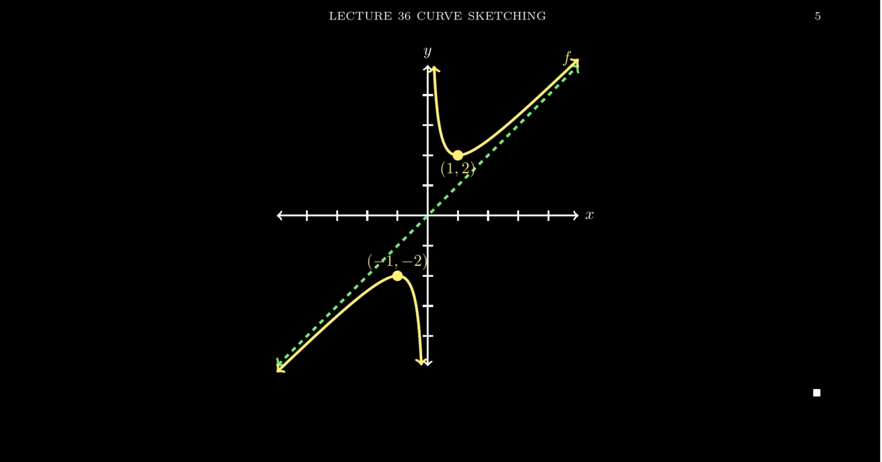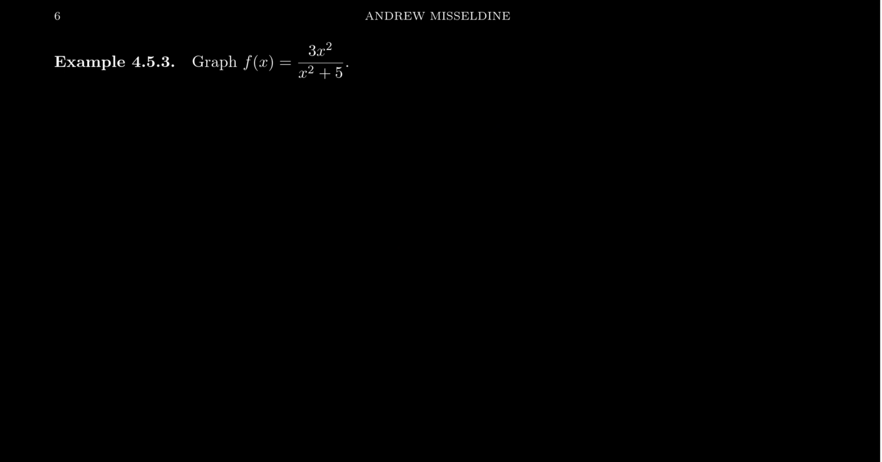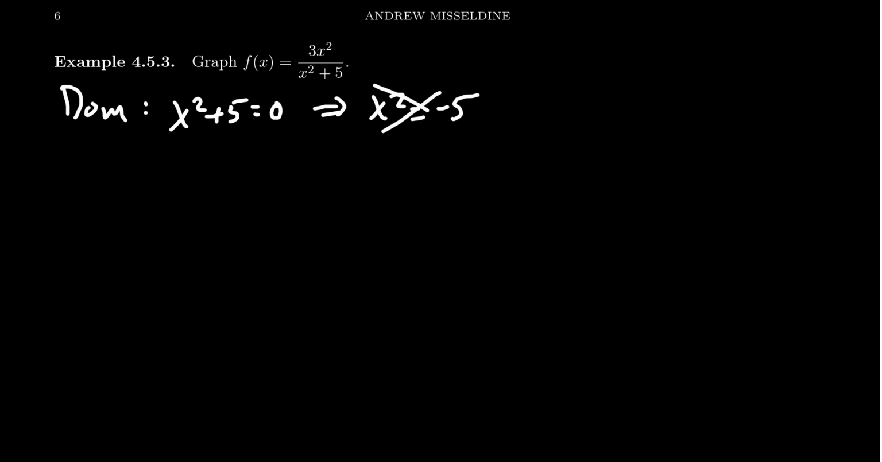Looking at the time, we have time for one more. Let's do another rational function. Take the function f of x equals 3x squared over x squared plus 5. I always like to start with the domain. Because it's a rational function, I care about what makes the denominator go to 0. x squared plus 5 equals 0 would imply that x squared equals -5, and whoop, JK. x squared can never equal -5, right? That's some imaginary number. This tells us that our domain is all real numbers, -infinity to infinity.